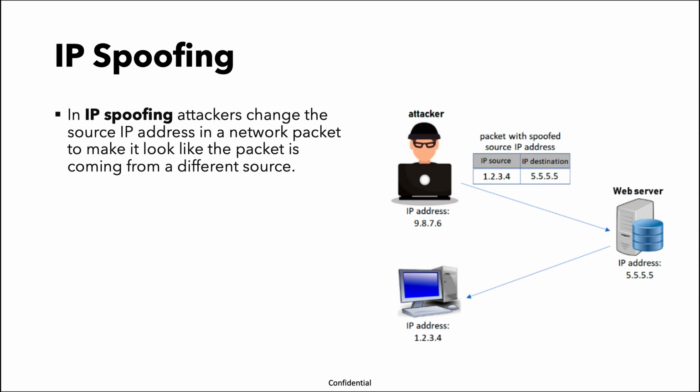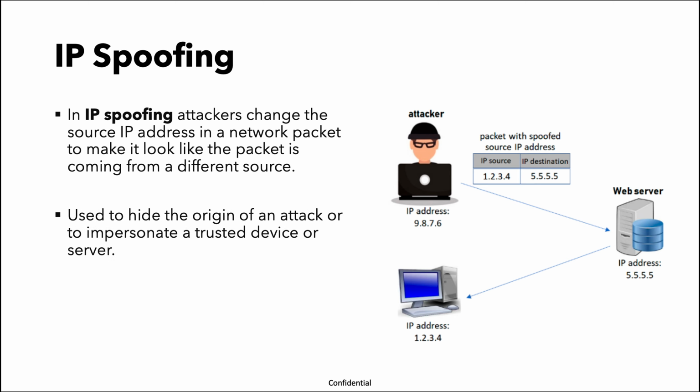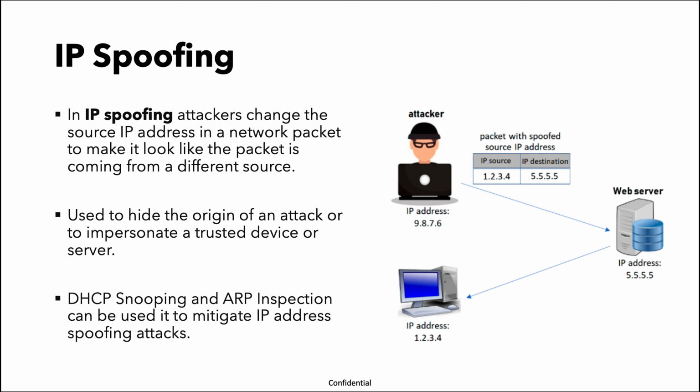If you see here, the attacker is using the IP address of the client below. This can be used to hide the origin of an attack or to impersonate a trusted device or a server. And to mitigate that, DHCP snooping and ARP inspection techniques can be used.